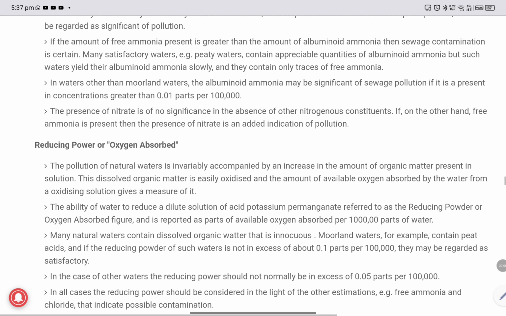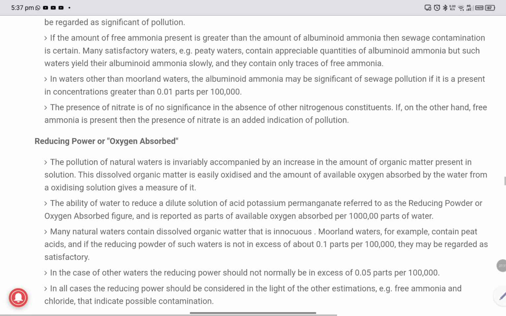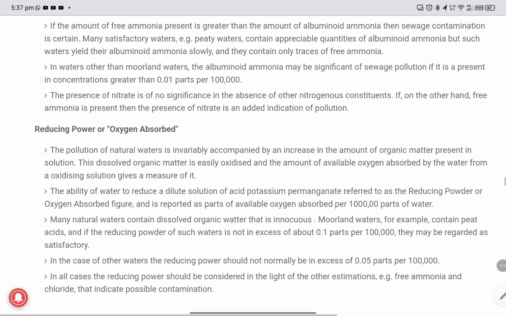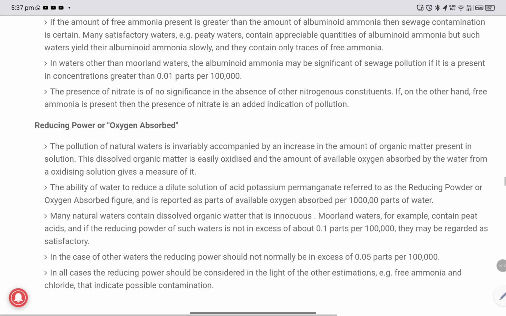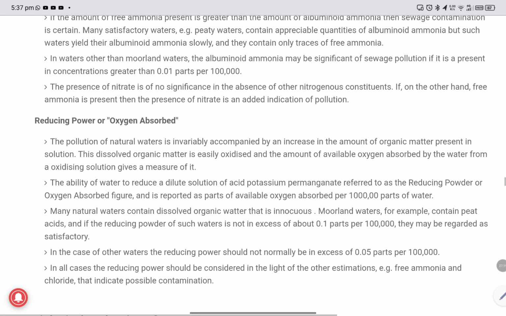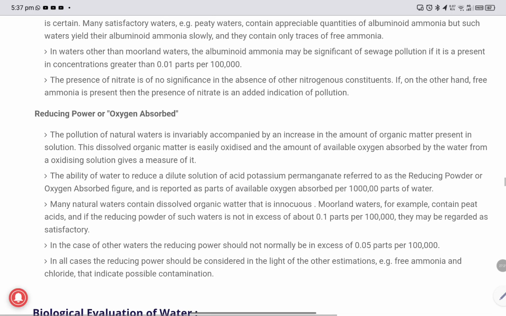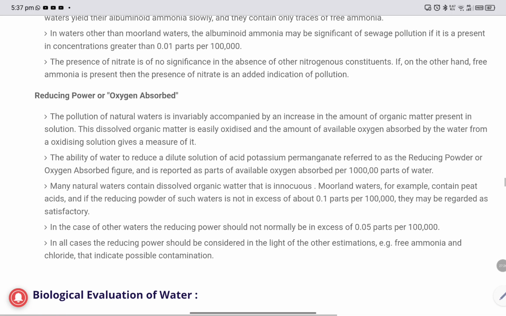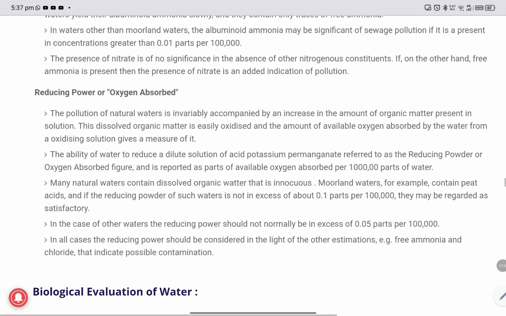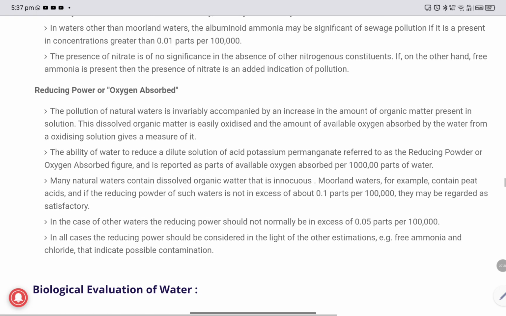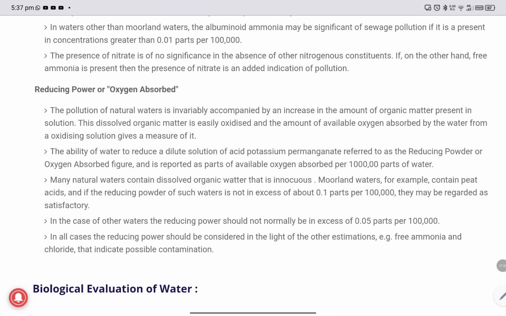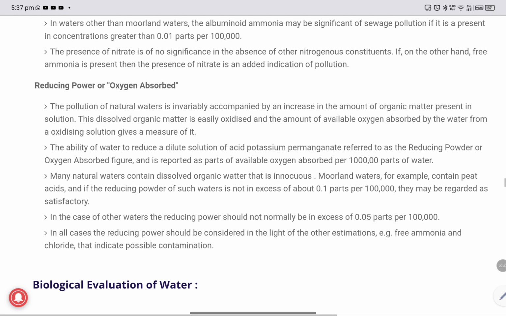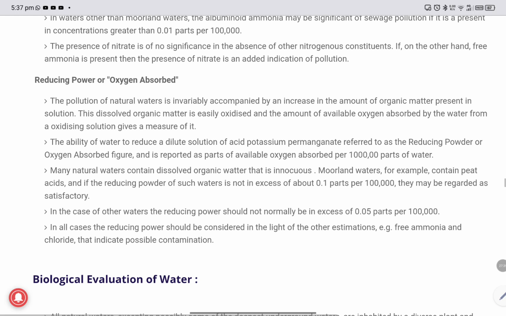In waters other than moorland water, the albuminoid ammonia may be significant of sewage pollution if it is present in concentration greater than 0.01 part per 1 lakh. The presence of nitrate is of no significance in the absence of other nitrogenous constituents. If, on the other hand, free ammonia is present, then the presence of nitrate is an added indication of pollution.